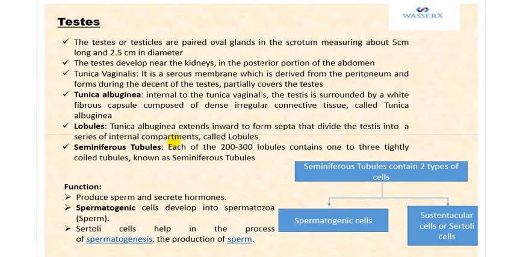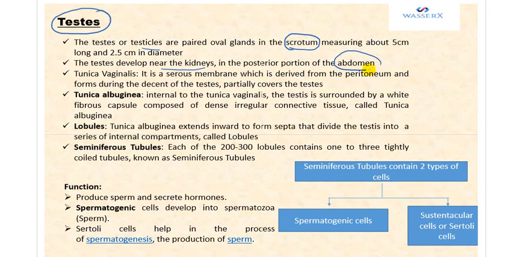Now we'll come to the testis. Okay, so what is the testis? There are two testes inside the scrotum, right? The testis or testicles are paired oval glands in the scrotum measuring about 5 centimeters long and 2.5 centimeters in diameter, right? The testes develop near the kidneys in the posterior portion of the abdomen.